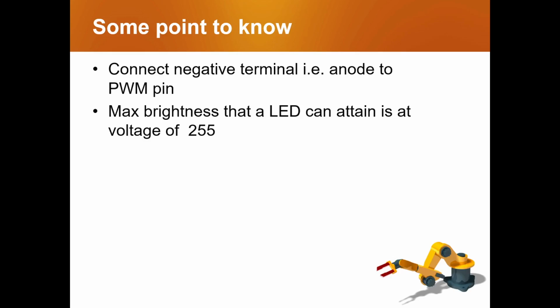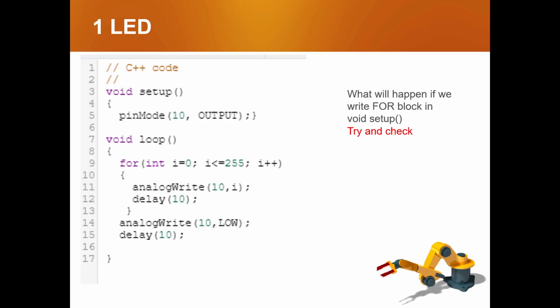And remember, the maximum brightness that an LED can attain is 255. It means the value at which this brightness can be attained is 255. You just need to remember this number. If you want to know how, just Google it and you will get the answer. But just remember as of now that the maximum value at which you will get this high brightness is 255. Now this is the basic code.